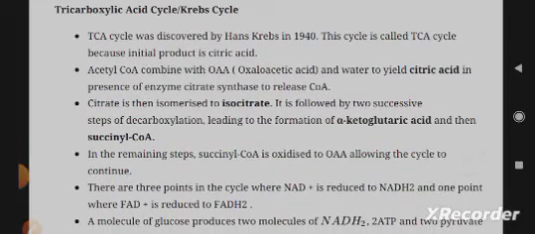Tricarboxylic acid cycle, Krebs cycle. The TCA cycle was discovered by Hans Krebs in 1940. This cycle is called the TCA cycle because the initial product is citric acid. Acetyl CoA combines with OAA, oxaloacetic acid, and water to yield citric acid in the presence of the enzyme citrate synthase, releasing CoA.